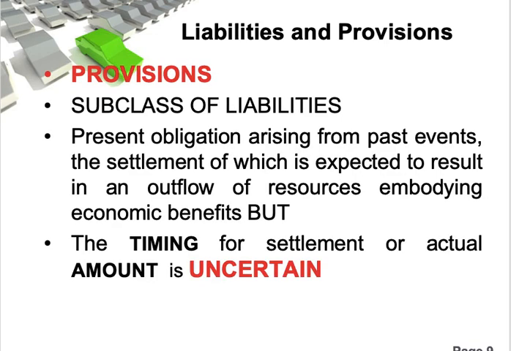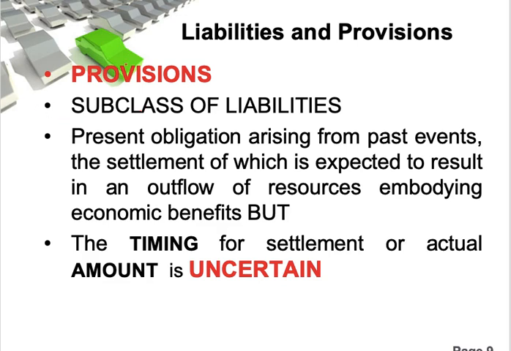But what we are more concentrating on here is the specific liability, which is the provision and the contingent liability. If it is a provision, it is a subclass of liability. Provision is a liability. But why do we identify those liabilities as provision? In order to differentiate between provision and contingent liability, because provision will be recognized in the financial statement, whereas contingent liability will only be disclosed in the notes to the account.